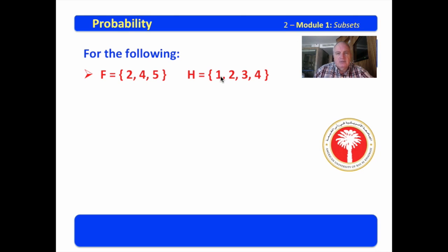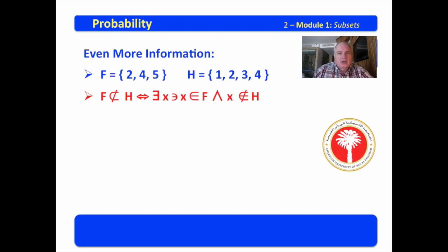H is the set of 1, 2, 3, and 4. Now F is not a subset of H, and it's read as F is not a subset of H. So another way of saying that is F is not a subset of H if and only if, now here's a new symbol, there exists an X such that this X is an element of F and this X is not an element of H.